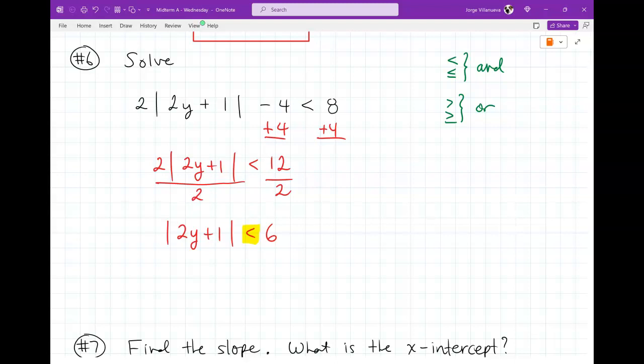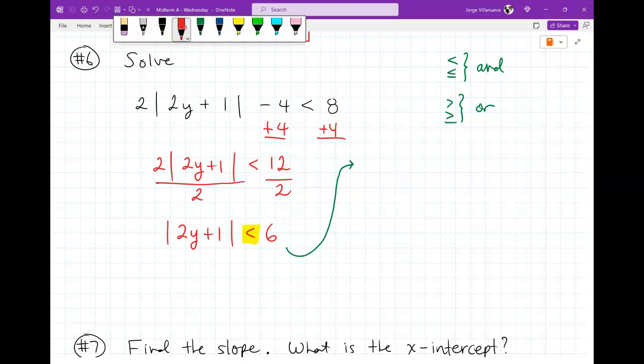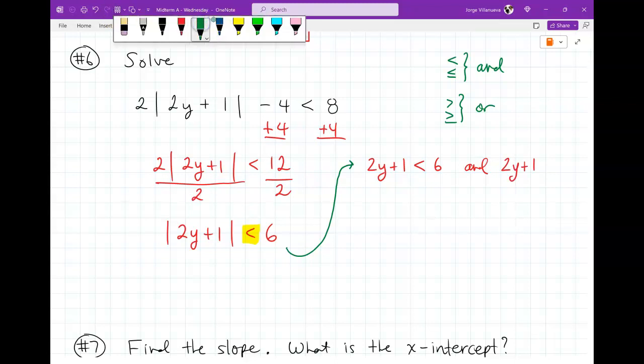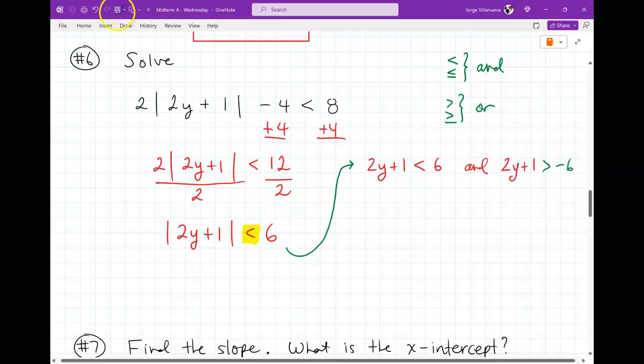So now I got to break it up into 2 different equations. Okay? So what are my 2 equations? Let me kind of draw an arrow this way so I can write them out. The first one is going to look normal. 2y plus 1 less than 6. And the other one will be 2y plus 1, and I'm going to change the color here, greater than negative 6. You got to change the symbol and you got to change the sign. Okay? You change both.